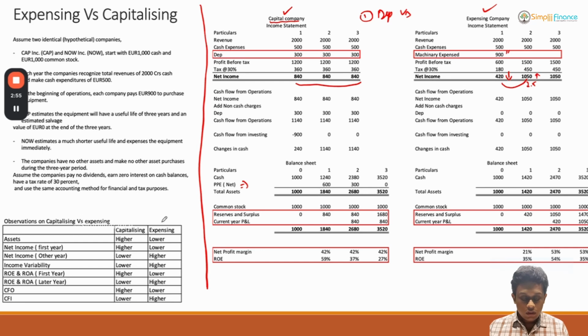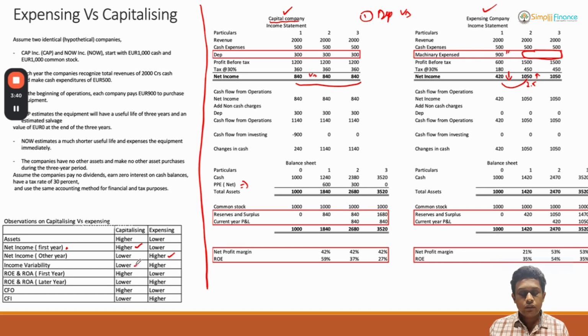Okay. So the first observation: the capitalizing company shows higher profits than the expensing company in the first year. Moving on, in the next couple of years, the expensing company shows higher profits because there is no depreciation charged here. Next, the income variability. The income variability means the year on year profit movement is higher for the expensing company, meaning that it is highly volatile. The jump is almost 2.5 times, but in the capitalizing company it's almost flat. So there is lower income variability.